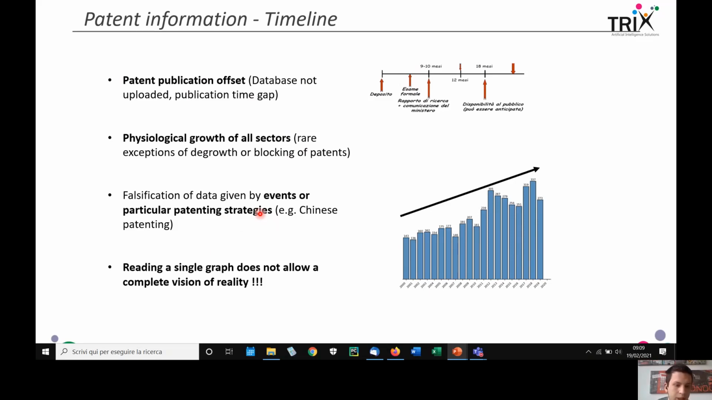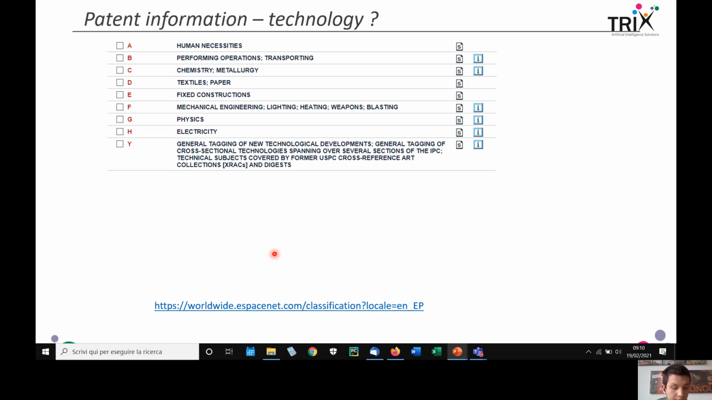Finally, always remember that you should never look at a single graph or single chart because the data analysis is based on crossing different data, even very different from each other, in search of evolutionary trend, innovation trend. I have never talked about technology so far.